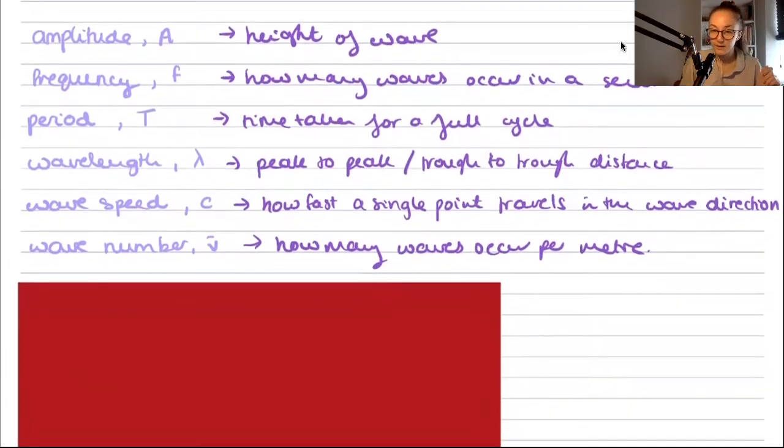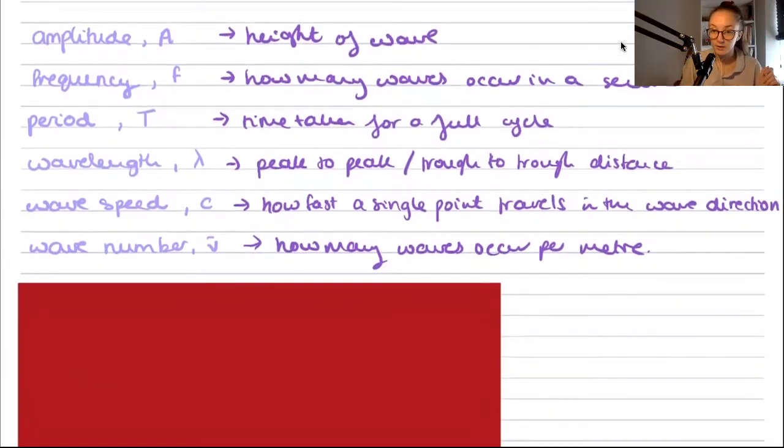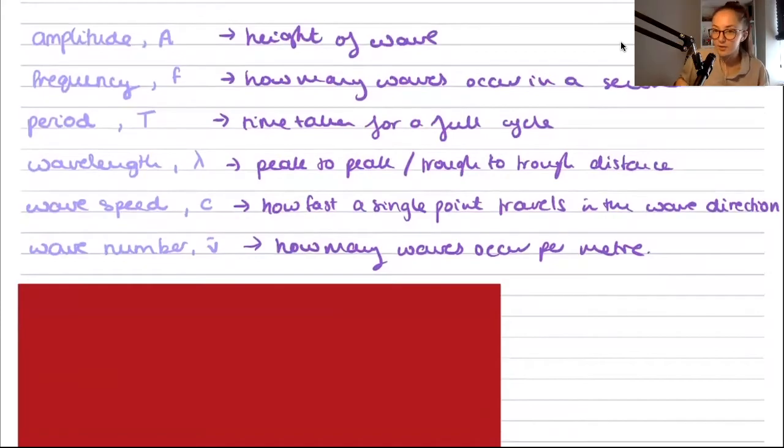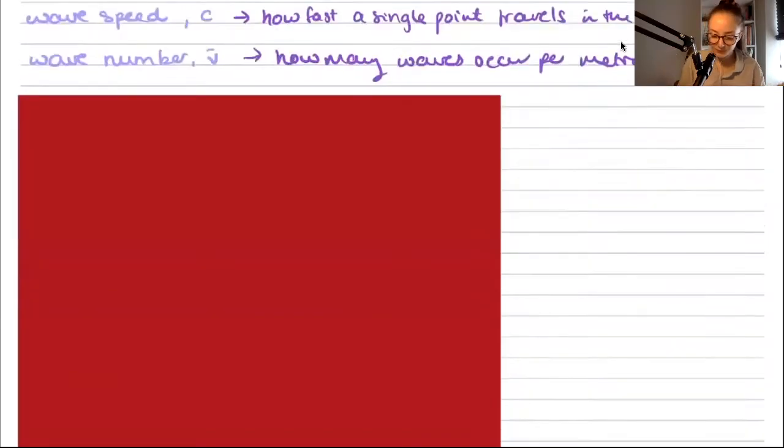And then your wave speed describes how fast a single point travels in the direction of the wave. And finally, your wave number is something you may not have come across, but it's essentially the space equivalent of your frequency, and it describes how many waves occur per meter.